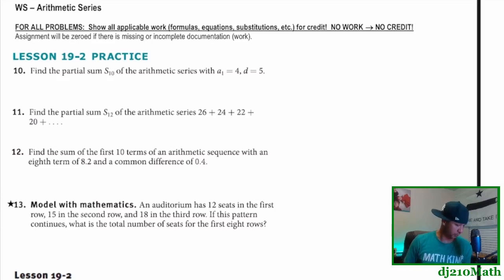All right, Joe. Let's work through some of the homework. So arithmetic series. Let's start with the formulas that we're going to need that will probably come up.